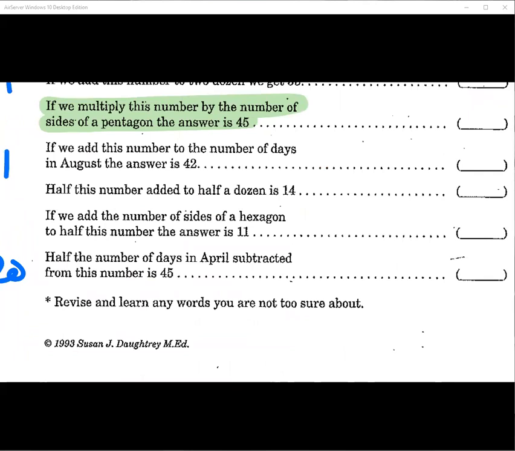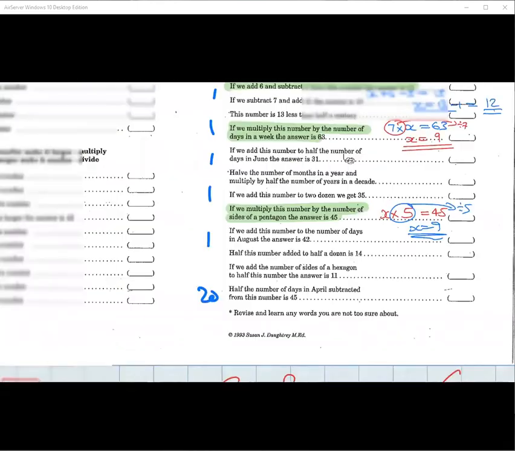If we multiply this number by the number of sides of a pentagon, the answer is 45. So how many sides does the pentagon have? 5. Let's see if you can redeem yourself on this question, madam. So you have to do 45 divided by 5, which is 9. Beautiful, fantastic.